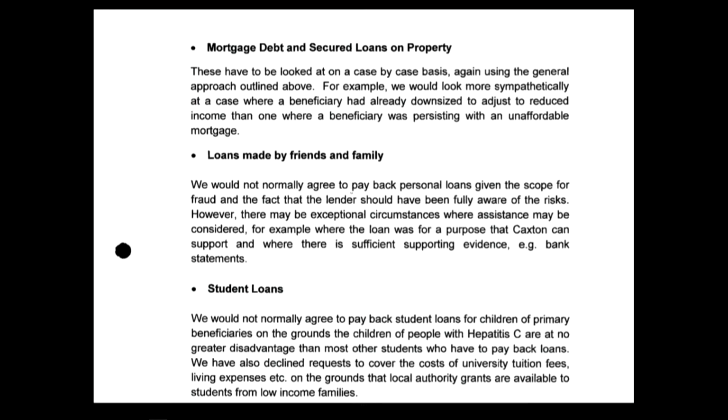So that says that these have to be looked at on a case-by-case basis, again using the general approach outlined above. For example, we would look more sympathetically at a case where a beneficiary had already downsized to adjust to reduced income than one where a beneficiary was persisting with an unaffordable mortgage. We didn't generally agree to pay back loans made by friends and family, as it says, but again, there might be exceptional circumstances where we could do that, and similarly, we didn't normally agree to pay back student loans.